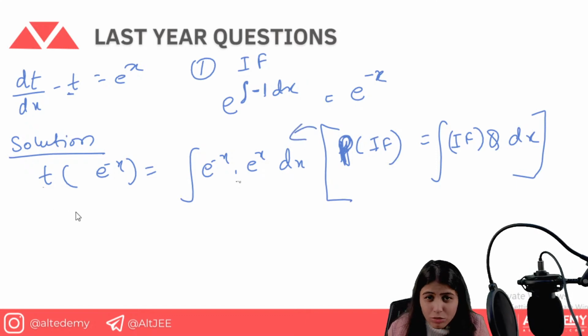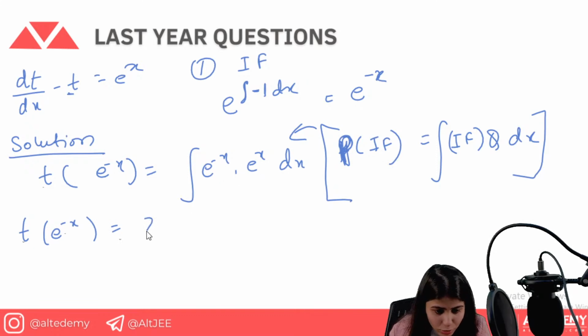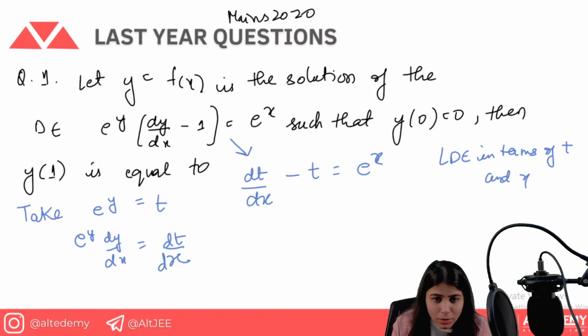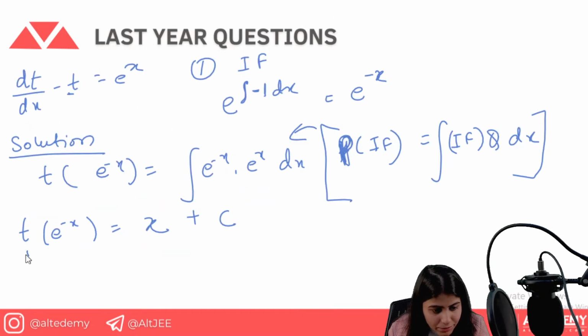Now just solve it. We get t e to the power minus x is equal to the integration of e to the power minus x plus x, which becomes e to the power 0, that is 1, so the integral of 1 dx, which gives x plus c. Now what is t? t is e to the power y. Substituting the value of t, we have e to the power y minus x is equal to x plus c.